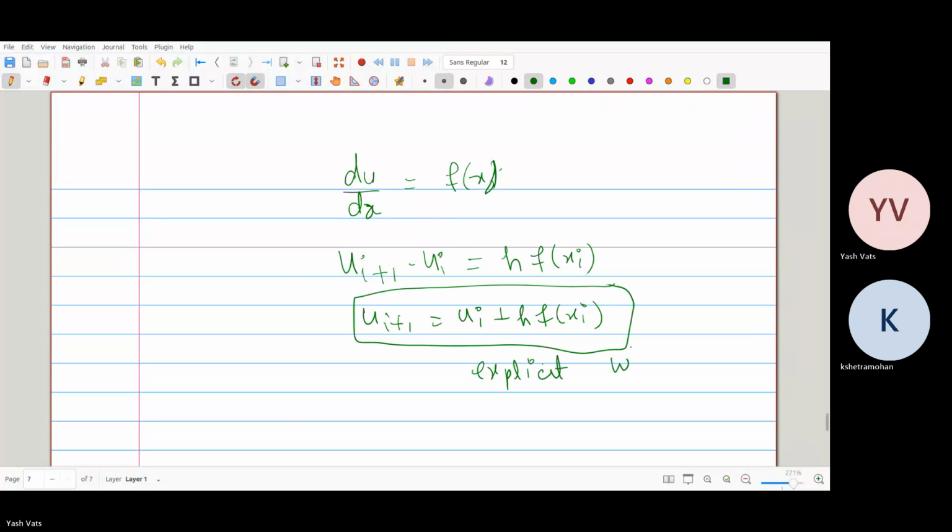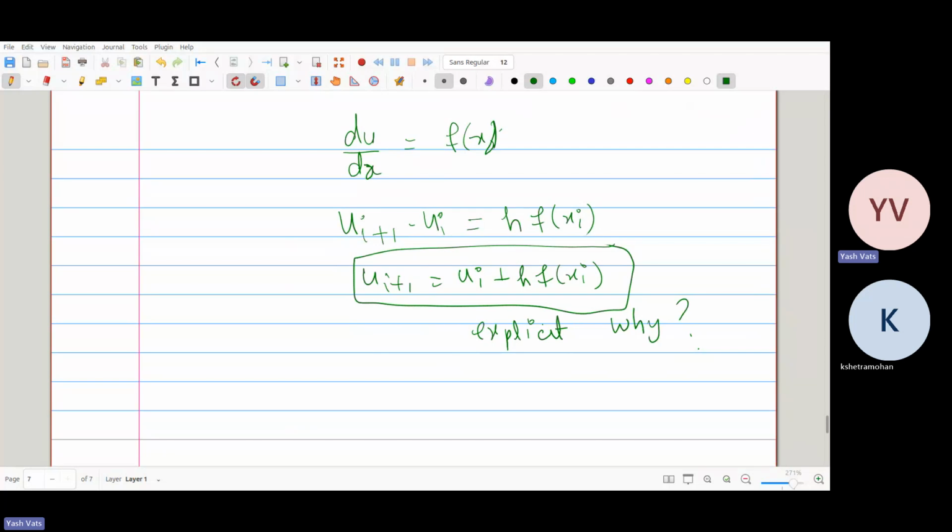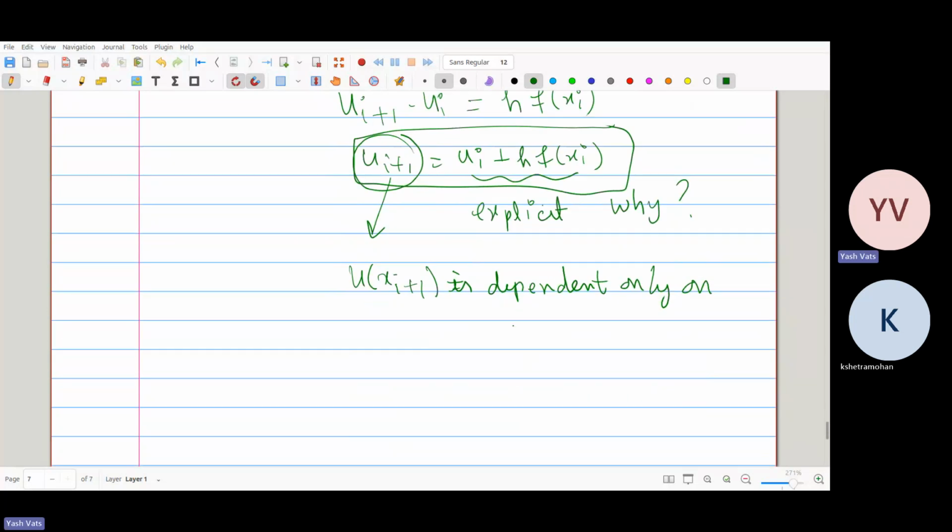Why is it explicit? Because the solution value is dependent on the previous steps. If you see the solution at x_{i+1}, u at x_{i+1} is dependent only on previous values of u.